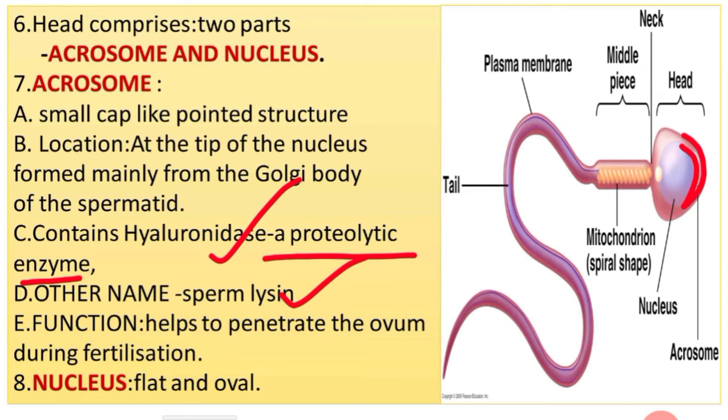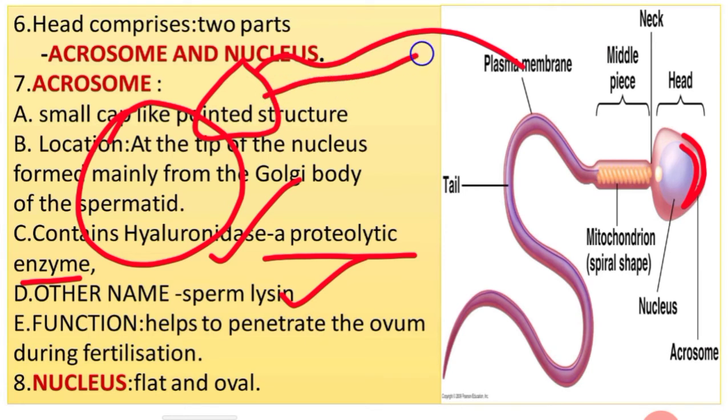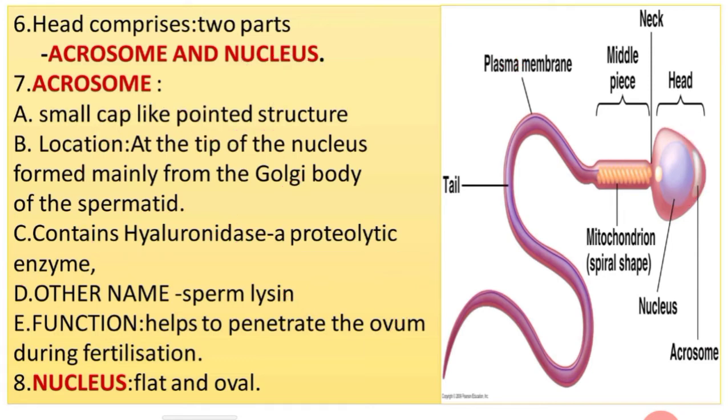Why do we call it sperm lysine? It helps to penetrate the ovum. The proteolytic enzyme hyaluronidase in the acrosome helps the sperm penetrate the ovum during the fertilization process. That is why it is called sperm lysine. Right? Important 2 mark: What is hyaluronidase and what is the role of hyaluronidase?